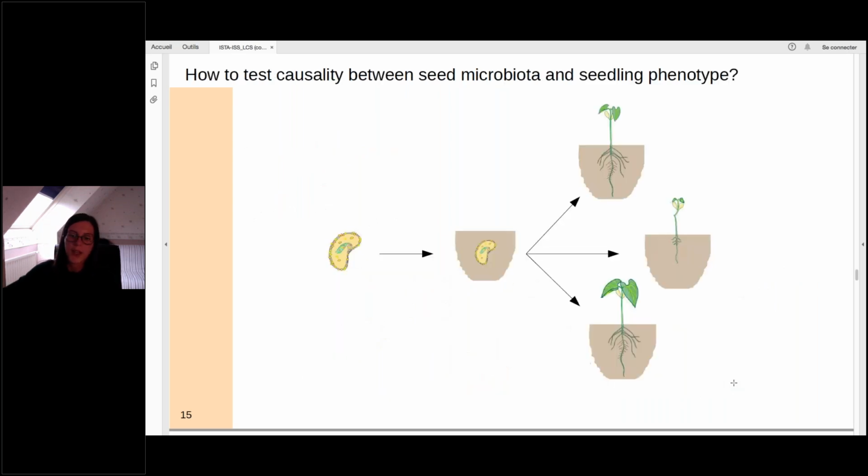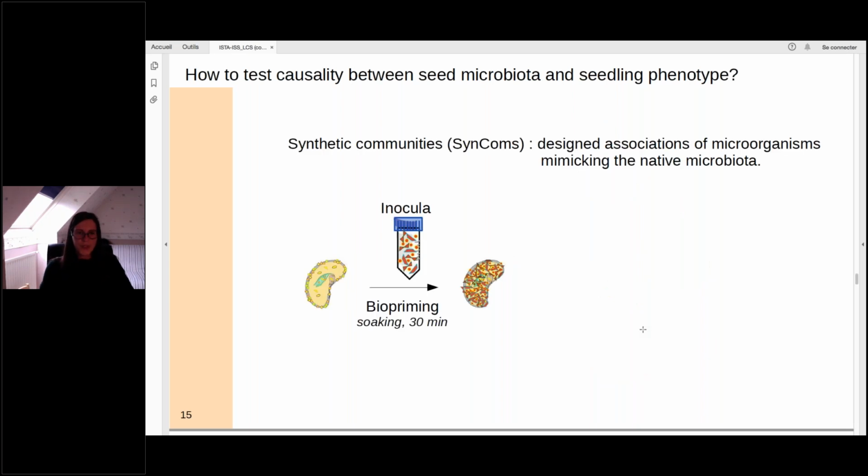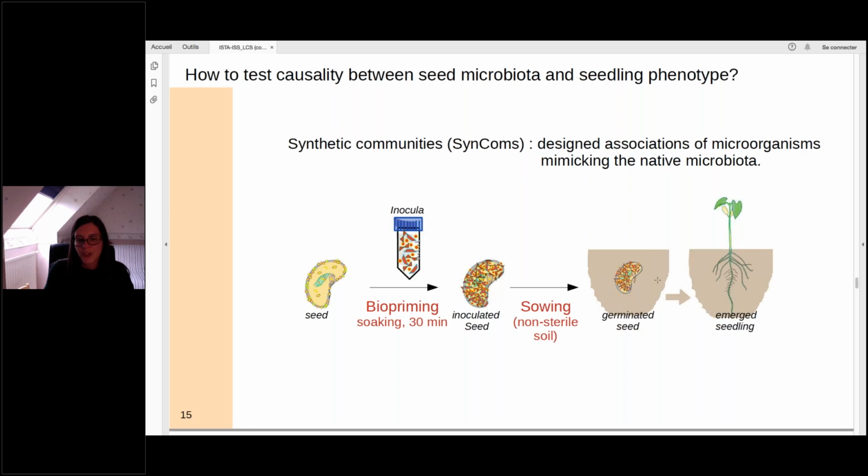To do so, we will use synthetic community approaches. The aim is to study the link between the seed microbiota and the impact on the seedling phenotype. That means that we will design some association of microorganisms that mimic the native microbiota, but in a simplified manner. We will use it to inoculate the seeds, to replace the former seed microbiota. Then we will sow those seeds in non-sterile soil, let them grow, and study the phenotype of the seedling at 7 days after sowing.